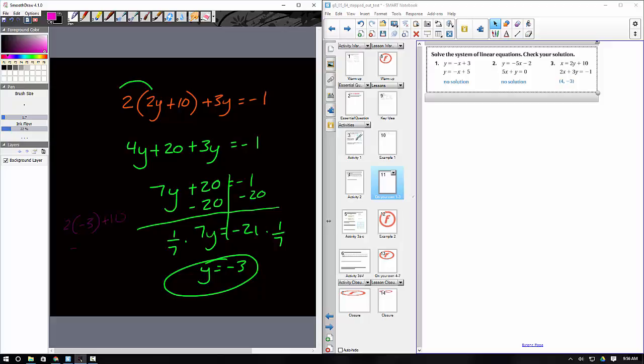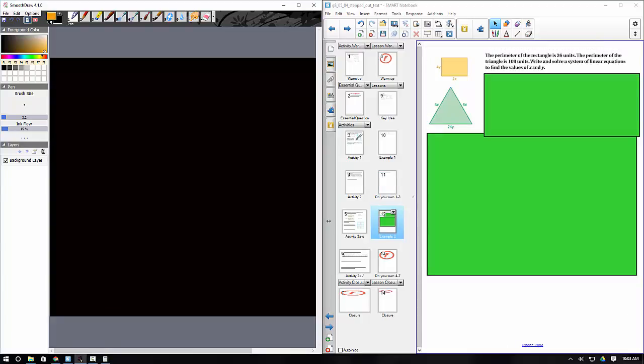So this right here is negative 6 plus 10 equals 4. So x equals 4 in this case. And so my ordered pair would be 4 and negative 3, which is exactly the ordered pair they have right here.